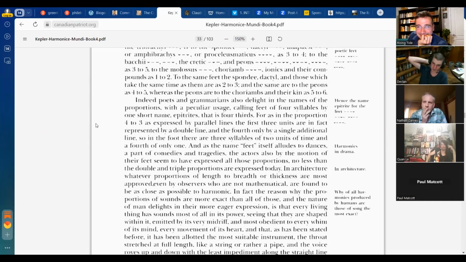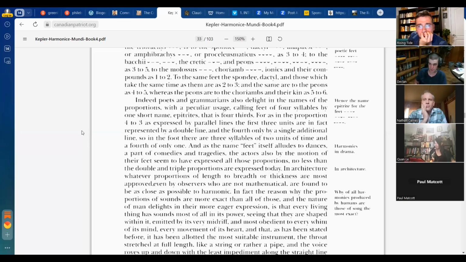Indeed, poets and grammarians also delight in the names of proportions, with their peculiar usage, calling feet of 4 syllables by the short name epitrites, that is 4/3. 4 as the proportion 4 to 3 as expressed by parallel lines. The first 3 units are in fact represented by a double line, and the fourth only by a single additional line. So in the foot there are 3 syllables, 2 units of time, and a fourth of only 1.